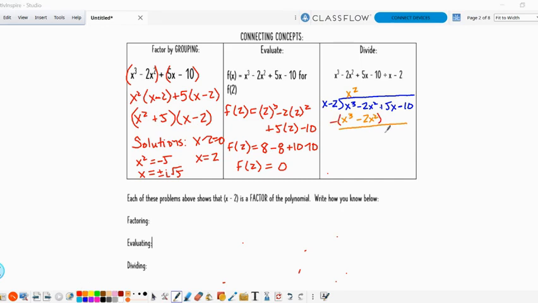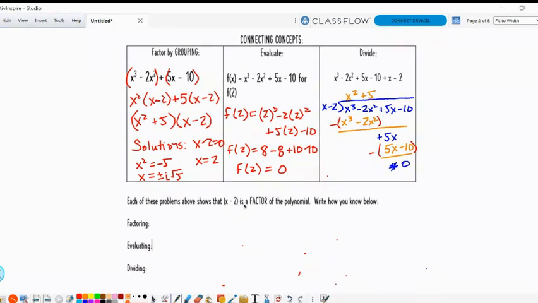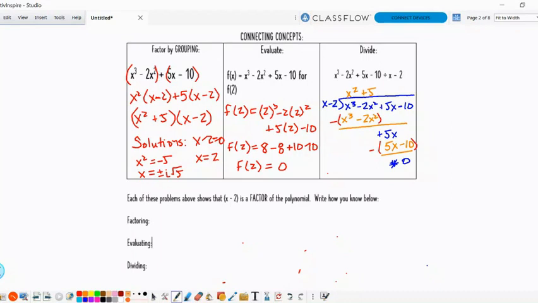Both of those cancel out when I subtract, so I drop down 5x, and the next answer in my quotient is 5. 5 times x minus 2, I'm going to write 5x minus 10. And then we're going to subtract both of those terms. And we end with 0. All right, so that's important. We did division by x minus 2, and we got 0 as a remainder.